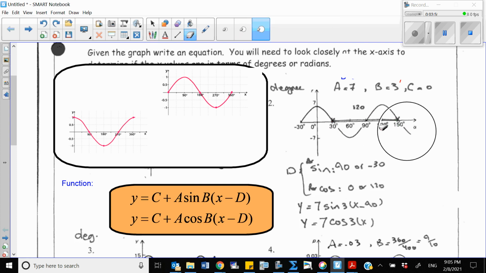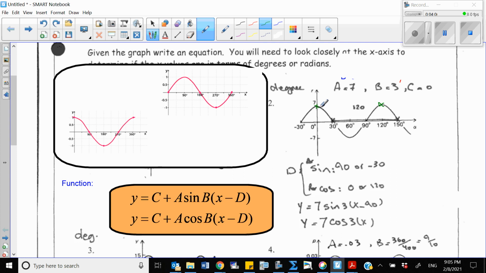So in this case, if I look at 2 consecutive high points from here to here, the distance is from 0 to 120. So the period of the function is 120. You could also find this distance, the distance between two midpoints, 30 to 150. It's again 120. Okay, so the period of the function in this case is 120.